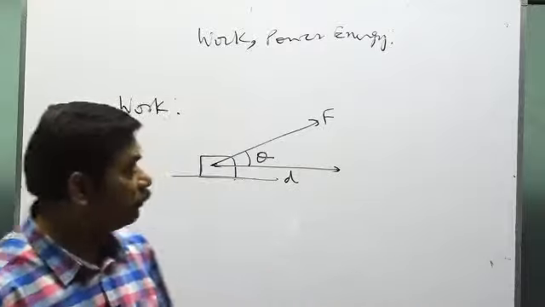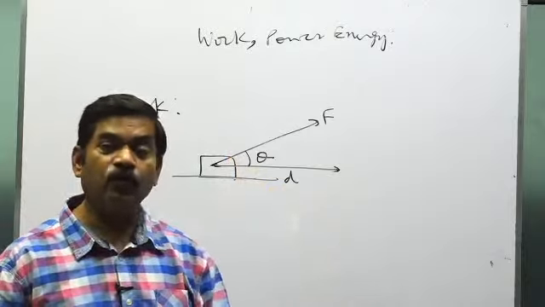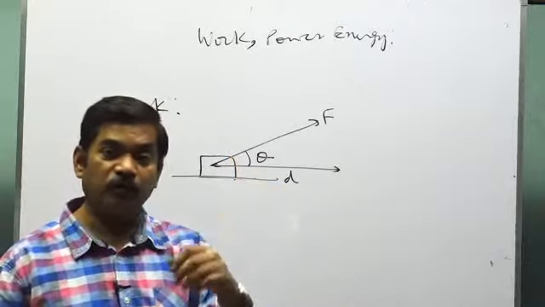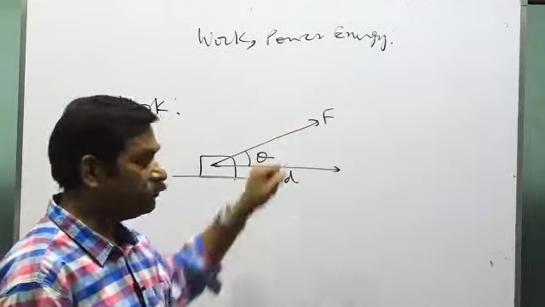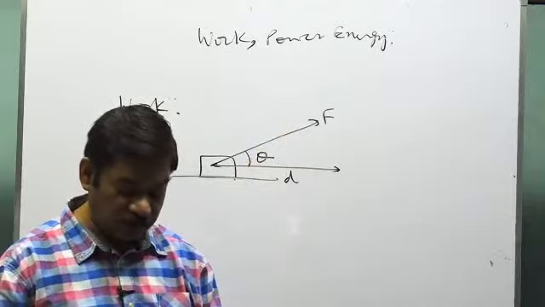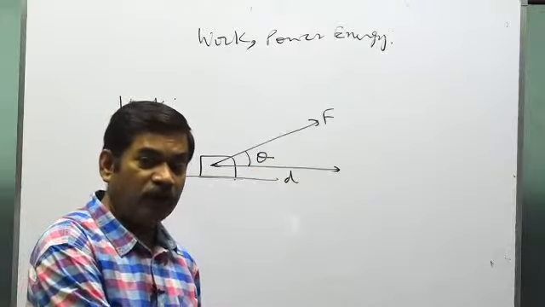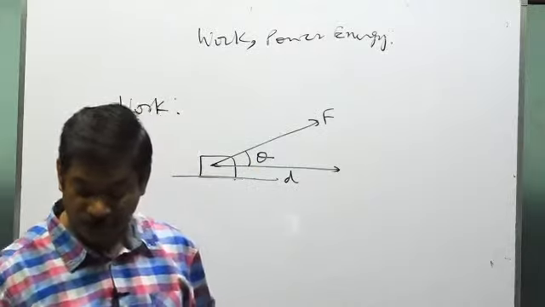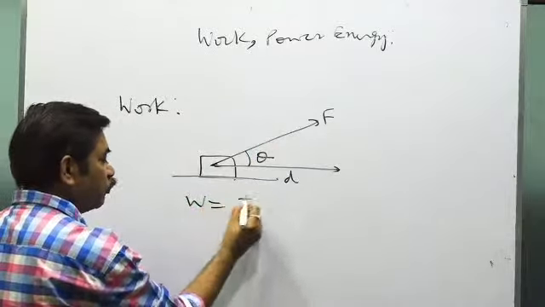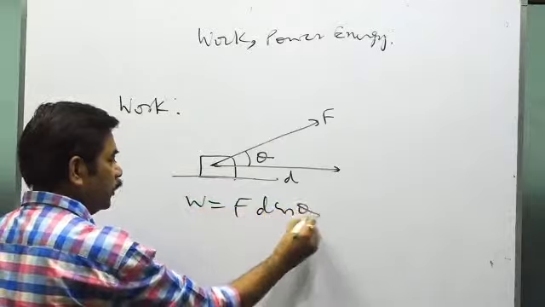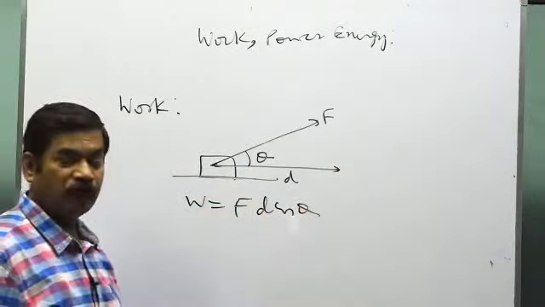So this is what is happening here. I'm telling you about one of the forces out of all those forces acting on the body. That one force is F. F is not the only force acting on it; F is one of the forces. Now, what is the work done by this force F? Work done by this force F will be equal to F into D into cos of theta. F D cos theta, this is the definition of work.